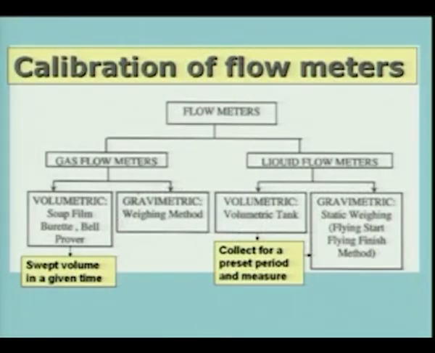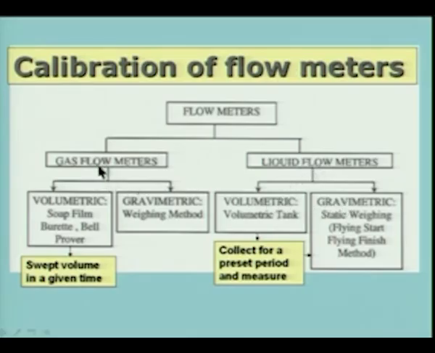In fact, we discussed several types of flow meters earlier, and I am not going to discuss any particular flow meter. I am just giving a schematic of how one goes about calibrating flow meters. So, we may have either gas flow meters or liquid flow meters. I am avoiding solid flow, that is another thing altogether, for which I am not going to spend any time in this series of lectures. The gas flow meters can be either volumetric or gravimetric, that means mass flow or volumetric flow, and liquid flow meters again can be volumetric or gravimetric.